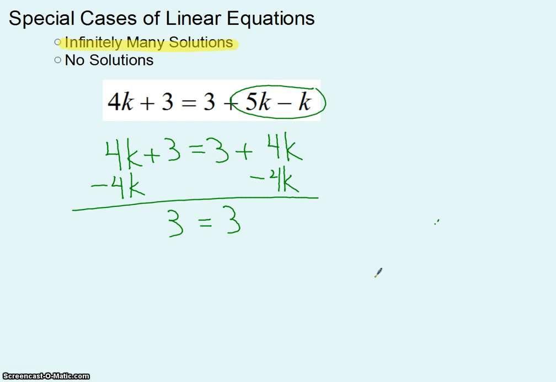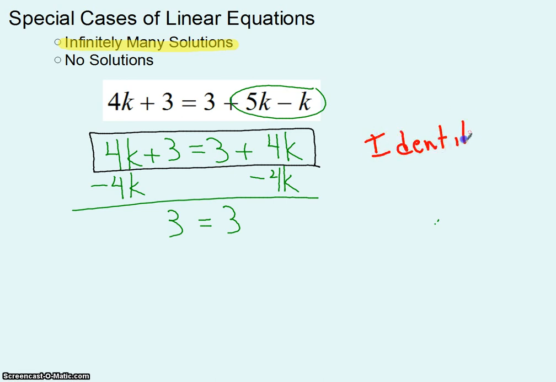I want you to look back right here at just this part of the equation. If you read that to yourself, 4k plus 3 equals 3 plus 4k, well, that's pretty obvious because they're equal. Another way you might put it is the left side is identical to the right side. That's why we call an equation that works out like this an identity. We call this type of equation an identity because the two sides are identical.